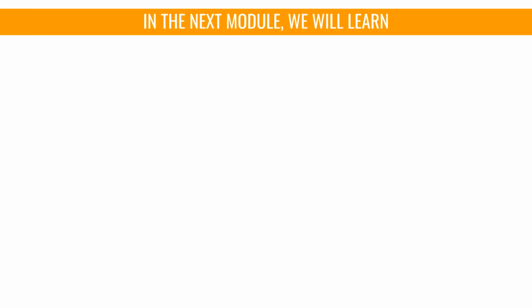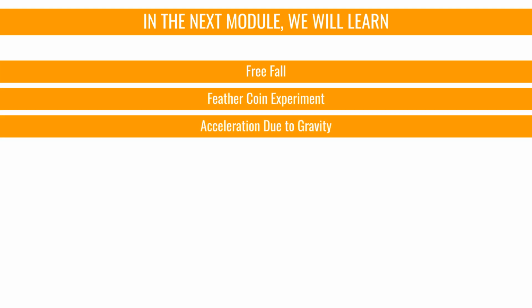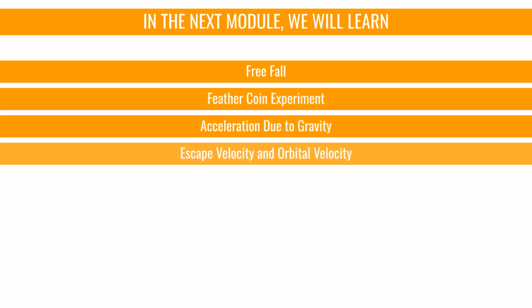In the next module, we will learn about free fall, the feather coin experiment, acceleration due to gravity, escape velocity, orbital velocity, equations of motion for freely falling bodies, and the difference between mass versus weight.